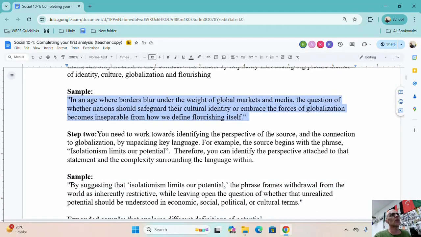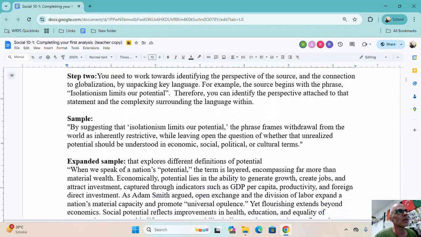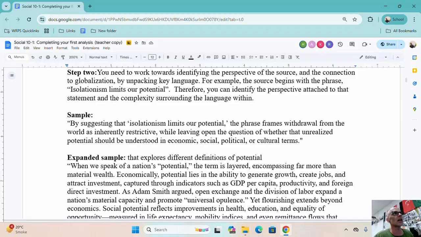Second step, you need to work towards identifying the perspective of the source, because that is the assigned task in the analysis. Connecting it to the theme of the course in grade 10, globalization. For example, the source begins with the phrase, isolationism limits our potential. Therefore, you can identify the perspective attached to that statement and the complexity surrounding the language. Here's the sample. Here's like a PF sample, and then we have a sample that goes way beyond the E.